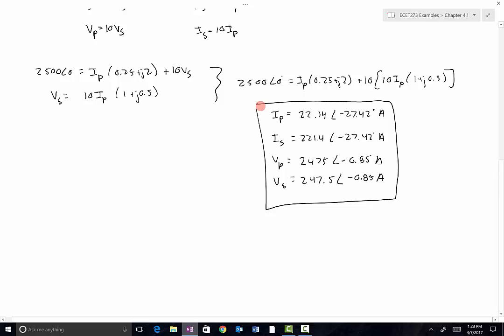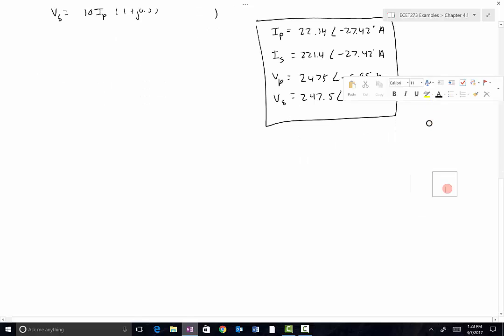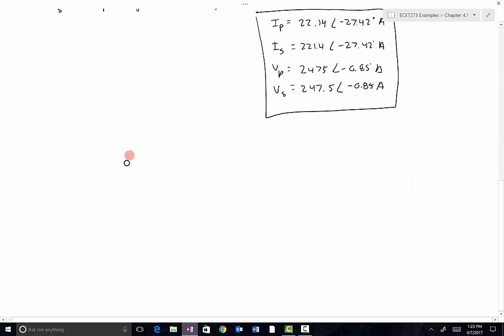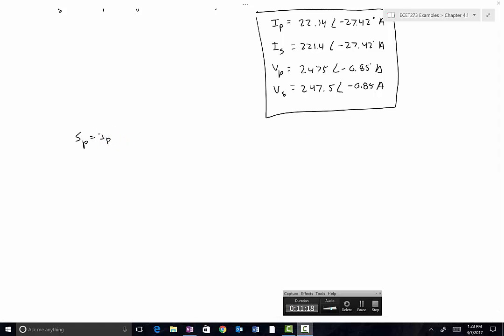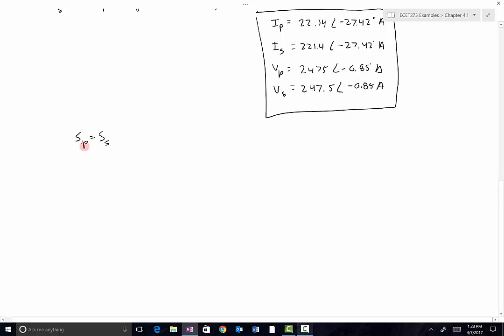And what we want to do now is just verify the principle of the conservation of energy in an ideal transformer, and that is SP is equal to SS, the primary apparent power is equal to the secondary apparent power. So SP is equal to VP IP star, and SS is equal to VS IS star.